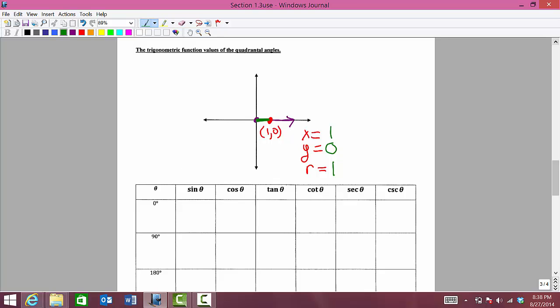So sine would be y over r, that would be 0 divided by 1, which simplifies to just be 0. So we always want to simplify our fractions. Cosine is x divided by r, so that would be 1 divided by 1, which simplifies to be 1. Tangent is y divided by x, so that would be 0 divided by 1, which also simplifies to be 0.